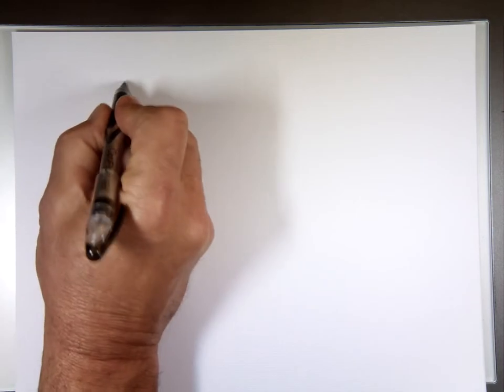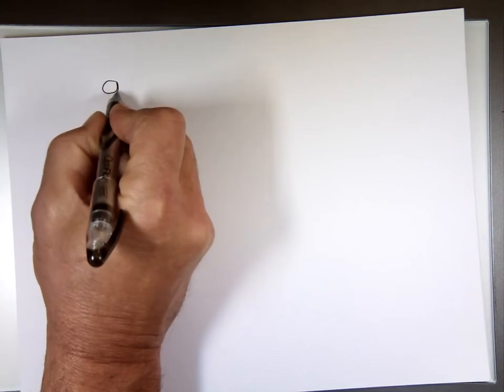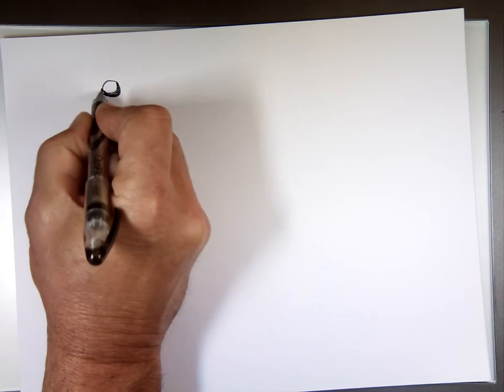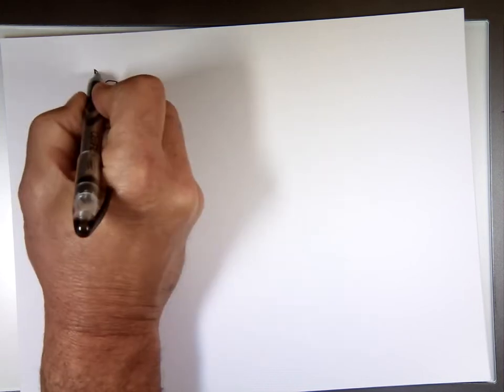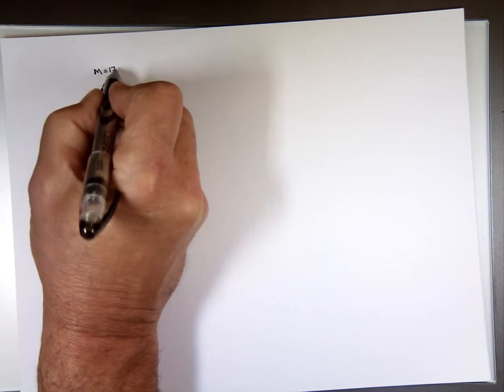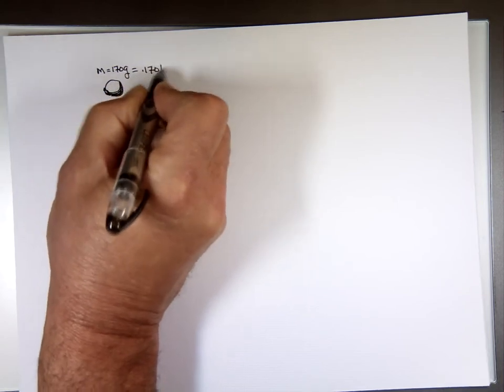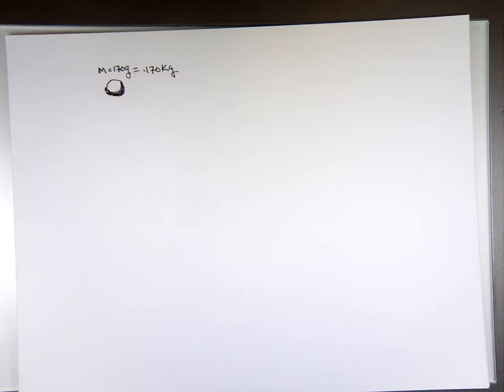A puck is roughly 170 grams. That's the mass of a hockey puck. So we got a hockey puck, usually they're black. The mass equals 170 grams, and that means 0.170 kilogram, divided by 1,000.